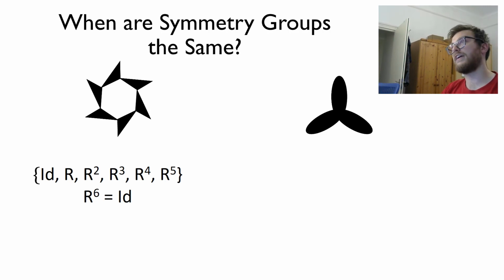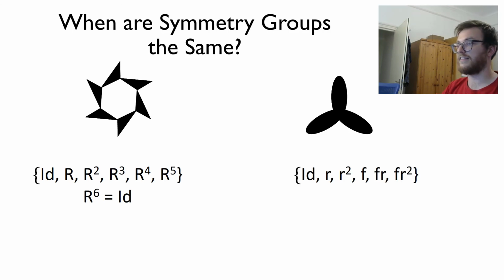Meanwhile, the shape on the right has both rotational and reflectional symmetries. If we denote rotation by 120 degrees clockwise by little r, and the reflection across the vertical axis by F as before, then its symmetry group looks very similar to that of the square: identity, r, r squared, F, Fr, Fr squared. So for this one we need 2 generators. Since the symmetries of these two groups interact in different ways, we say that they have different symmetry groups.